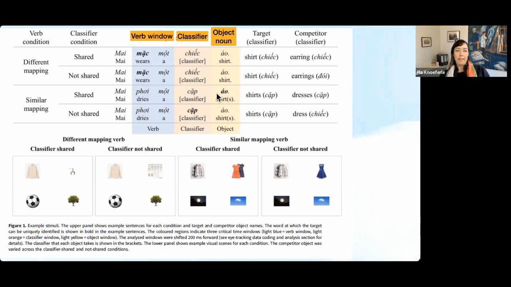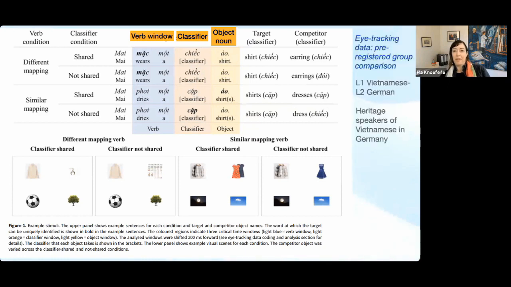All right, and why does the classifier work here in the fourth line, but not in the third line? It's because the number changes. So you've got dress versus dresses here. It's the same lexical element, but a different number. The plural takes cap, the singular takes jack, and you've got a singular presented here when the classifier is not shared, and a plural object presented here. All right. So different disambiguation points.